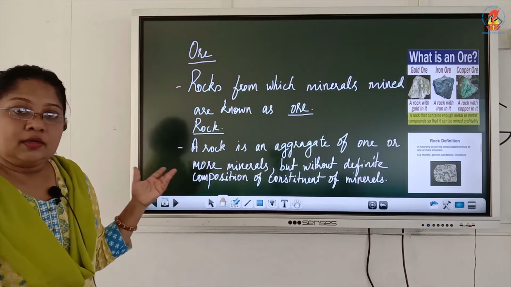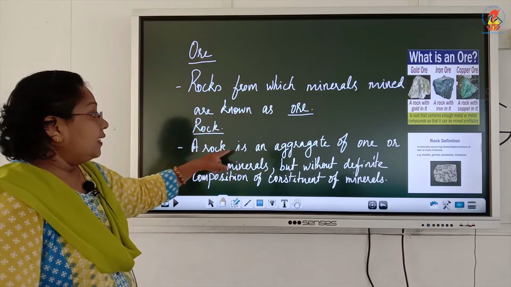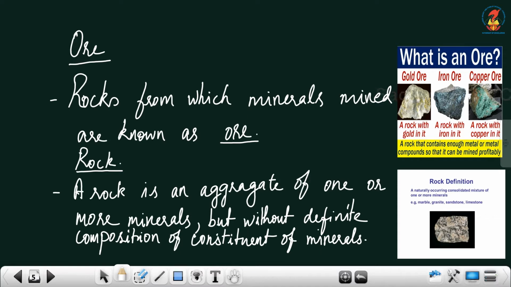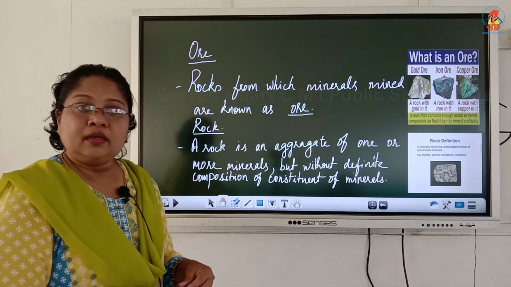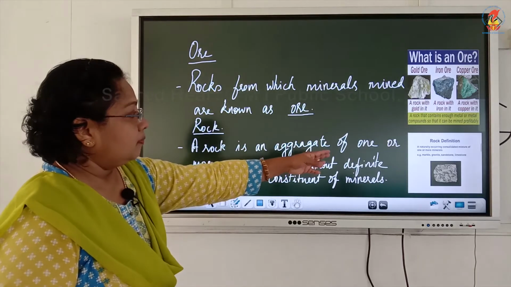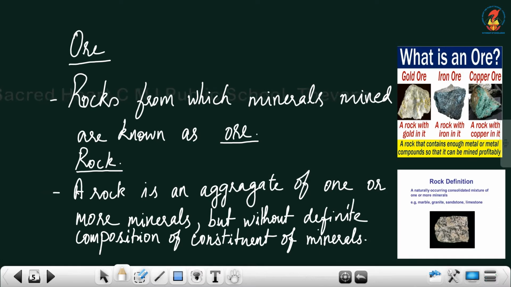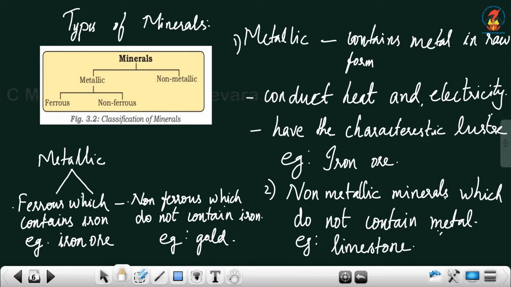Now, what is a rock? A rock is an aggregate of one or more minerals without a definite composition or consistency of mineral. There can be many minerals, but one particular mineral is not highly concentrated in it. So they can be called a rock. It is a naturally occurring consolidated mixture of one or more minerals. So you have to learn our definitions of ore and rock.